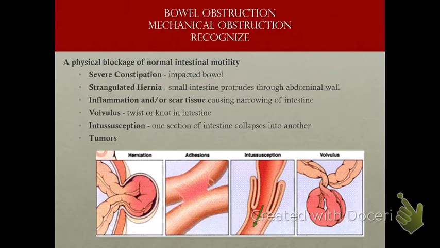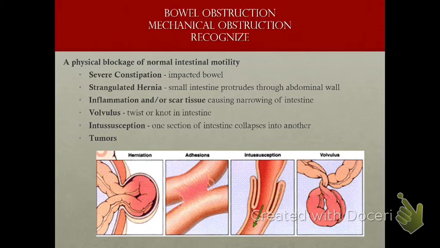Anyway, mechanical obstruction versus paralytic ileus. There are 2 kinds of bowel obstruction, mechanical and paralytic ileus. Mechanical just means something in the way. Something's in the way, and we have to remove it. Usually, obstructions need to be removed by surgery.